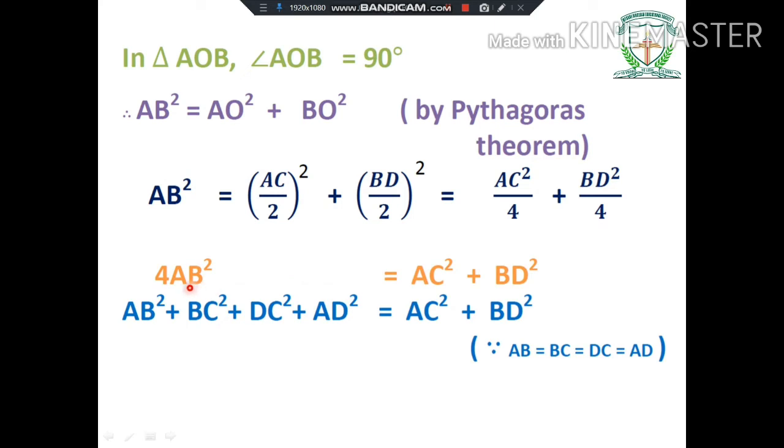Children, in a rhombus all the sides are equal. 4AB square means you can write AB square plus AB square plus AB square plus AB square, 4 times, or you can write AB square plus BC square plus DC square plus AD square. These are the sum of the squares of the sides, which is equal to, these two are diagonals, the squares on the diagonals, AC square plus BD square. This is how we can solve this problem.